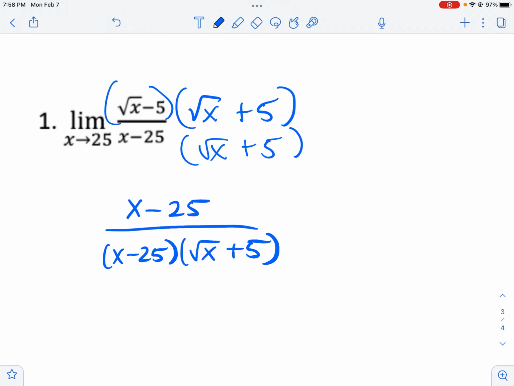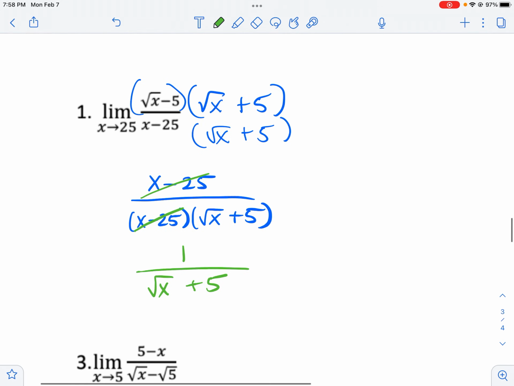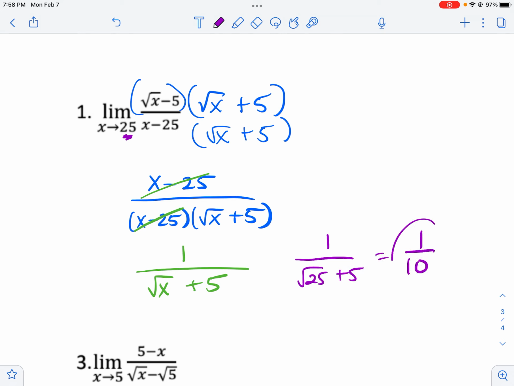No need to multiply them out, because if you look, the same thing happens as happened on the last example. The x minus 25 cancels. Remember, there's a 1 left on top. The radical x plus 5 is on the bottom. And now we could use substitution and plug the 25 in for x. So it's 1 over radical 25 plus 5. So we get 1 over 10.